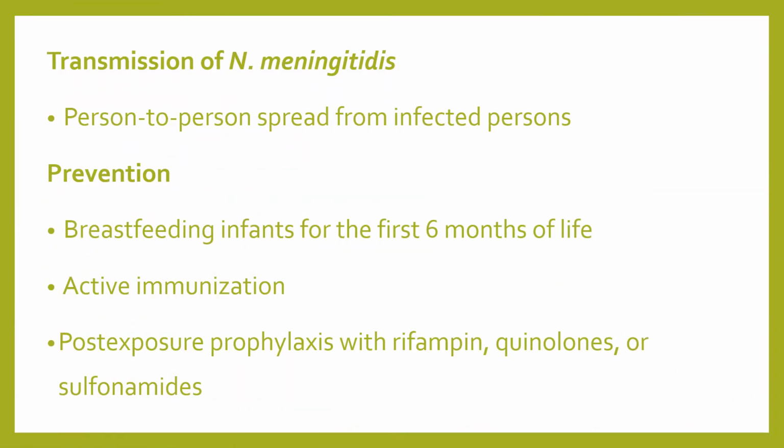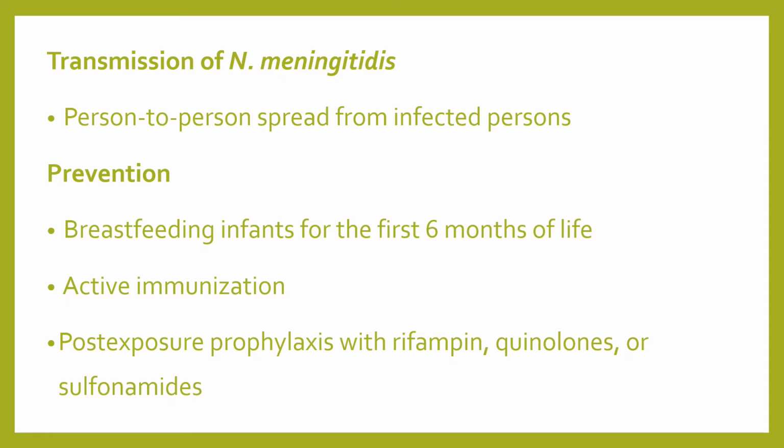So what is the mode of transmission of Neisseria meningitidis? Usually it is person to person spread from an infected person. It's through inhalation of aerosol droplets, often from asymptomatic carriers or asymptomatic patients. It is found in the posterior nasopharyngeal area of the carriers.